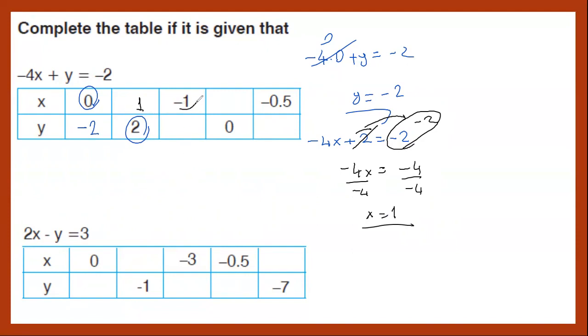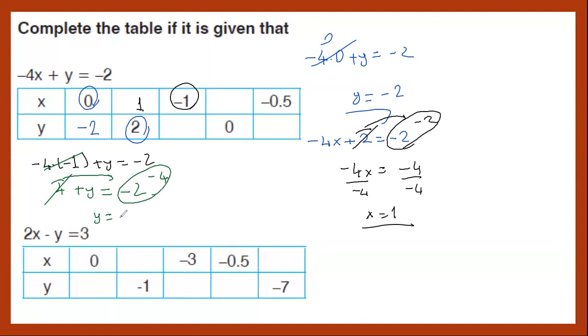Then you put negative 1 instead of x: negative 4 times negative 1 plus y equals negative 2. Isn't this going to be positive 4? Integers, right? y plus 4 equals negative 2, and then this 4 goes there as subtraction. So I got basically negative 6. Integers and linear equations, very important. Negative 6. Okay, so now I will leave this and this bottom table to you.